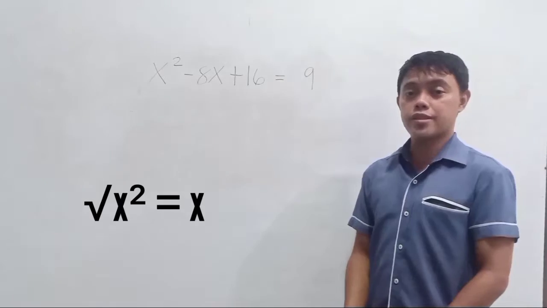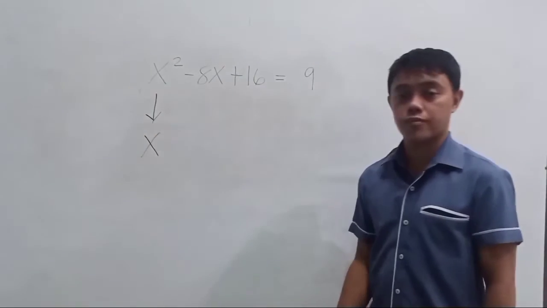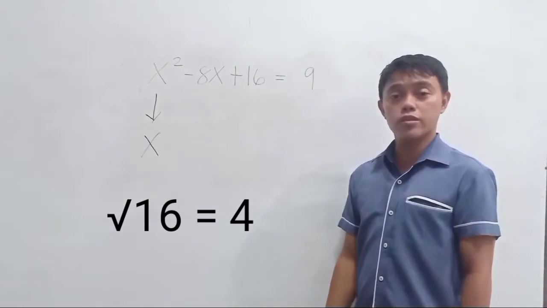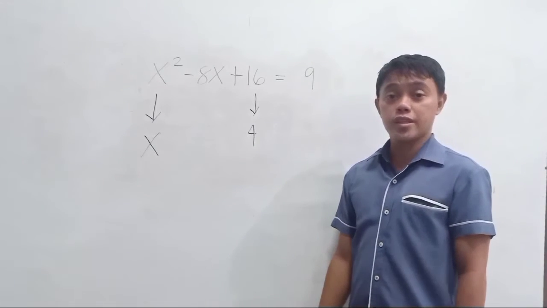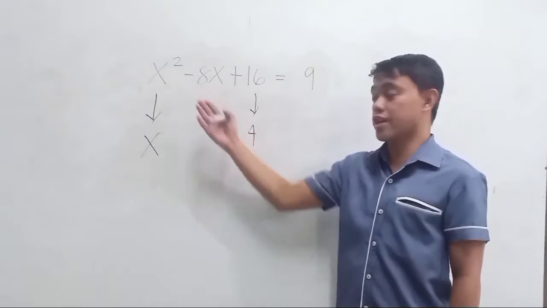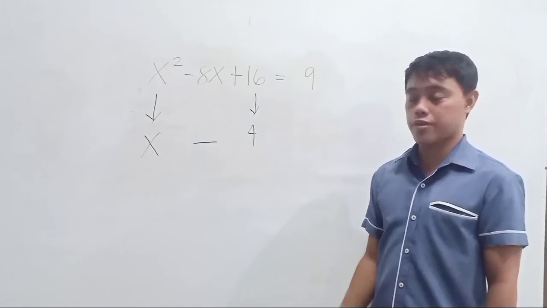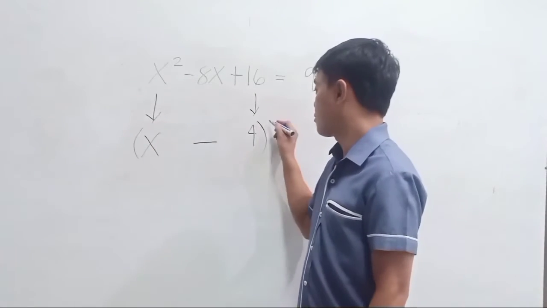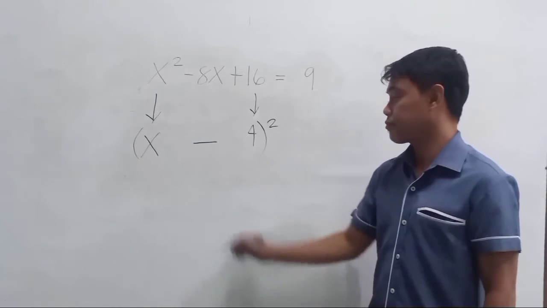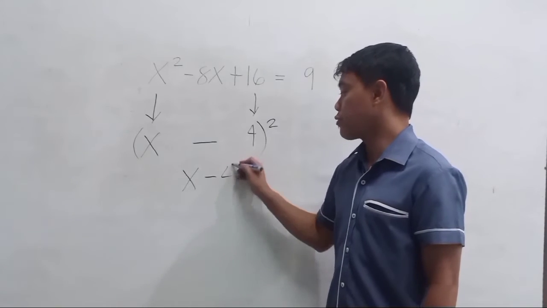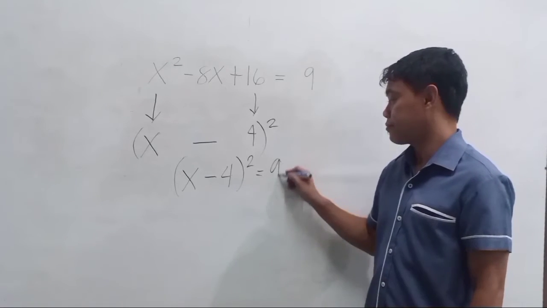Square root of x squared is equal to x. Square root of 16 is equal to 4. Then copy the sign of the middle term, which is minus. Then square. Now, the resulting quadratic equation will be x minus 4 squared is equal to 9.